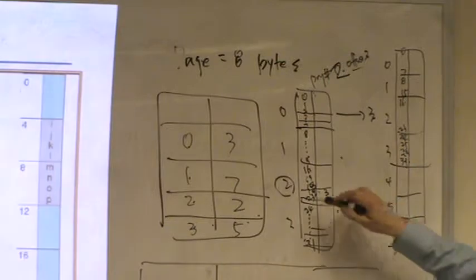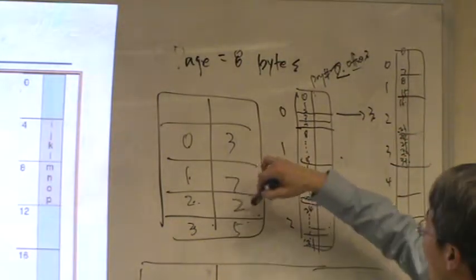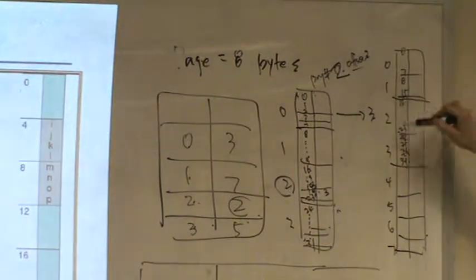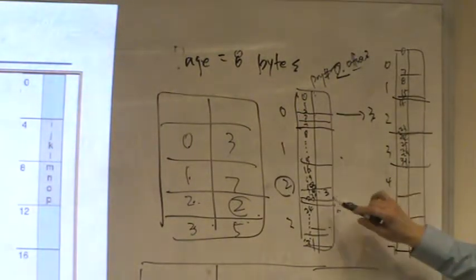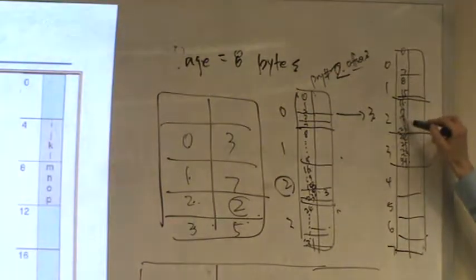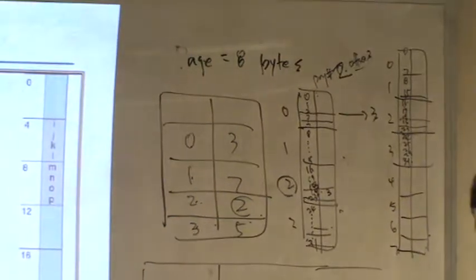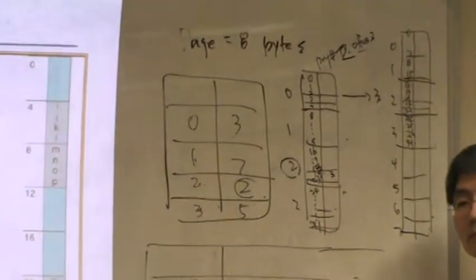Interesting, the offset is the same. So anyway, page number 2 is this one, right? Then the offset is 3, 16, 17, 18, 19. That is 19. So the physical address is 19. One more, yeah, let's see.